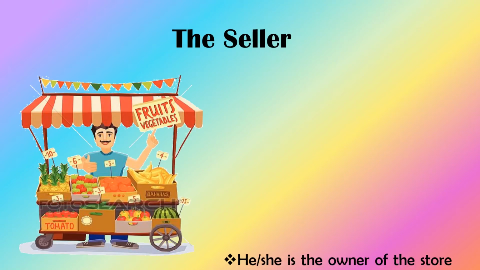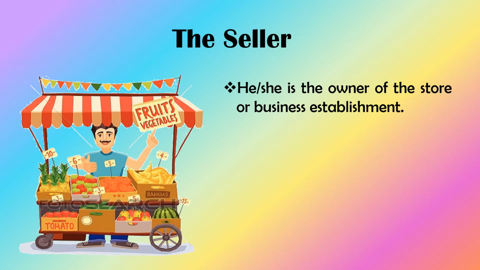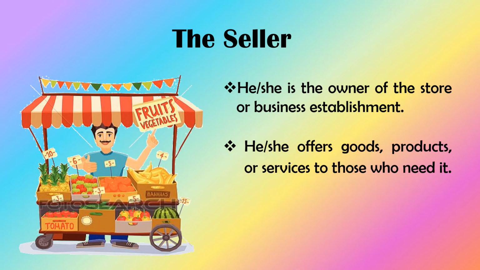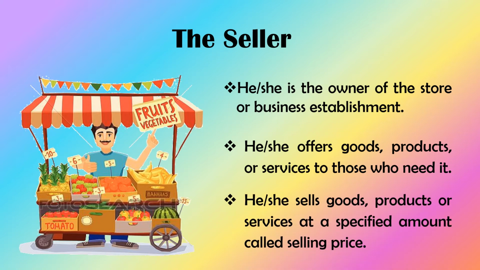There are two important persons or parties involved in a marketing transaction, such as selling and buying. First, we have the seller. Who is the seller? He or she is the owner of the store or business establishment. He or she offers goods, products, or services to those who need it. He or she sells goods, products, or services at a specified amount called the selling price.